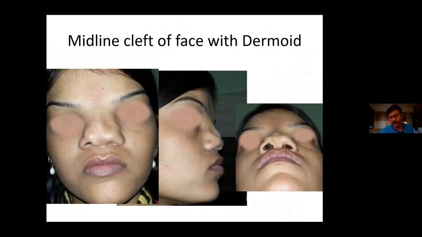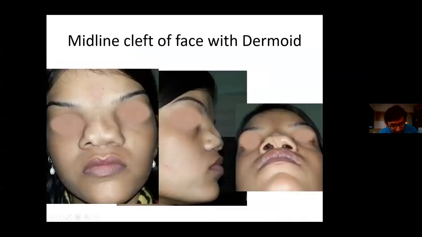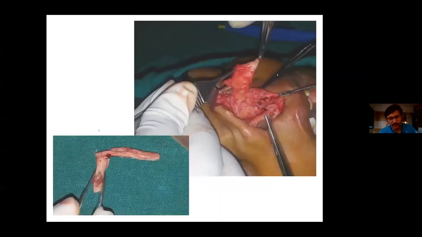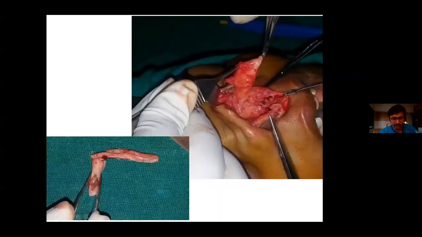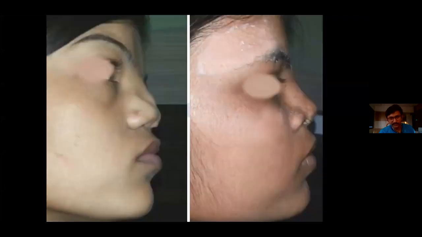This is a midline cleft of the face with a dermoid. So she was operated once by a plastic surgeon colleague, and he had put some dorsal augmentation piece over here. We opened up and we removed such a cartilage. Some part of the dermoid was still present over there, which was removed. Then proper osteotomy was done and tip grafts were used, and we could reach from here to here. And then she never reported again. So these are the last photographs of her that I have.